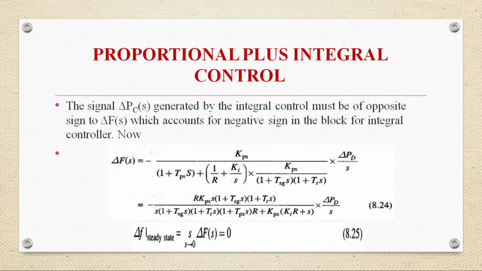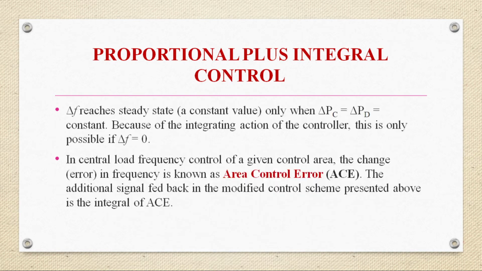Now the signal delta Pc generated by the integral control must be of opposite sign to delta F of s. So delta F of s is equal to how much? We know this formula: minus Kps by 1 plus Tps s, and from the block diagram we find delta F of s equals Kps by 1 plus Tps s, plus 1 by R plus Ki by s into Kps by 1 plus Tsg into s into 1 plus Tt s, into delta Pd by s. So delta F at steady state, as s tends to 0, is equal to 0.